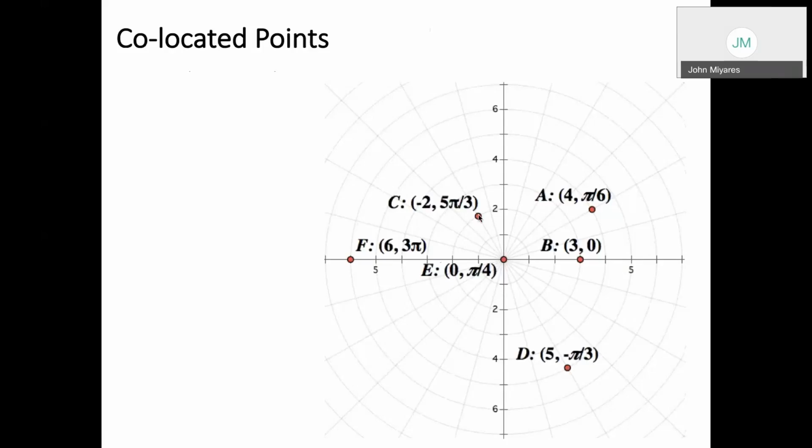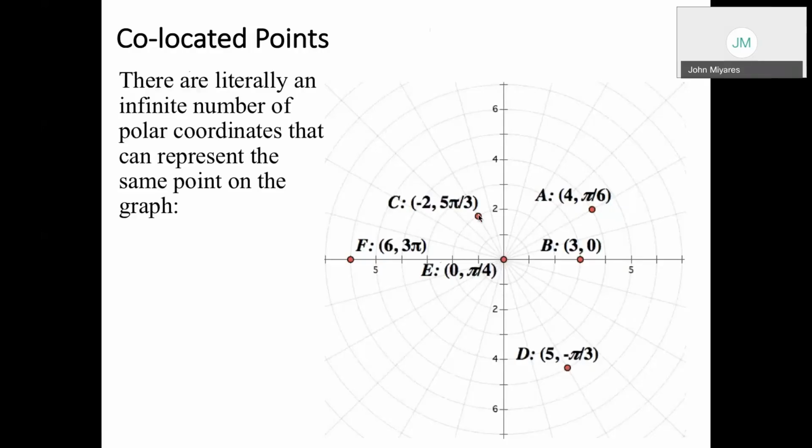This leads to an important difference between Cartesian coordinates and polar coordinates. In Cartesian coordinates, there is exactly one set of coordinates for any given point. With polar coordinates, that is not true. In polar coordinates, there are literally an infinite number of coordinates for a single point.